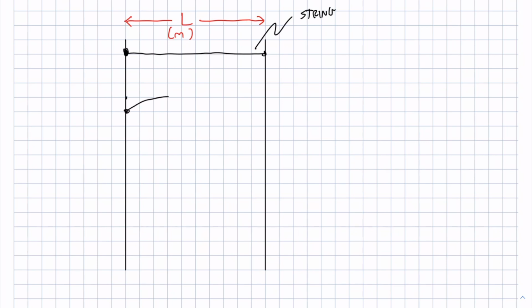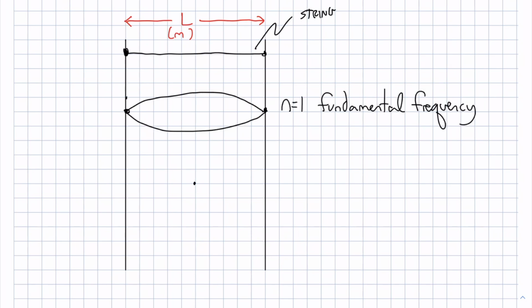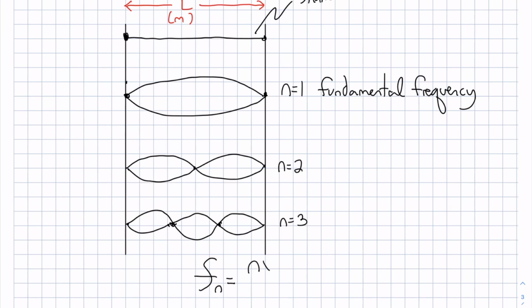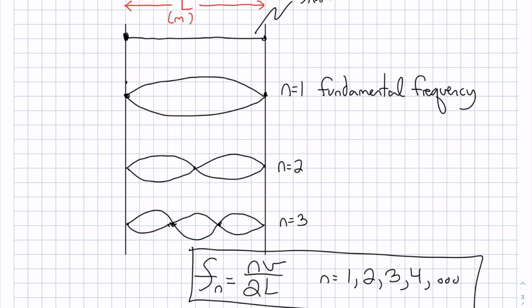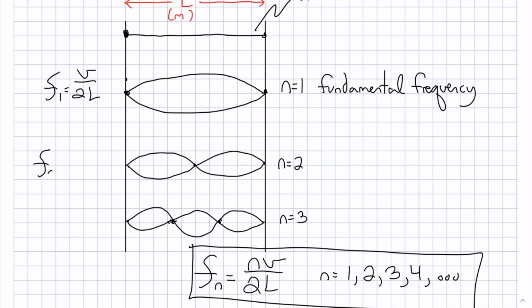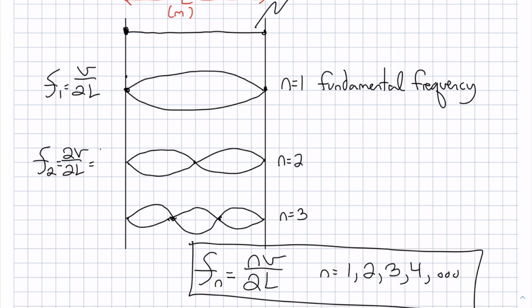If you want to know when you get n equals 1, which is the fundamental frequency, and you want to know when n equals 2 or n equals 3, like that, it turns out we now have a way to calculate at what frequencies those are going to happen. And it turns out that formula, f_n, we're going to call it, is nv divided by 2L, where n is 1, 2, 3, etc. What does this mean? It means at n equals 1, the fundamental frequency is given by v over 2L. Here, f_2 is 2v over 2L, or just v over L, and f_3 is 3v over 2L, and so on.